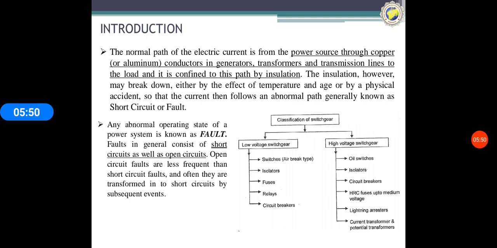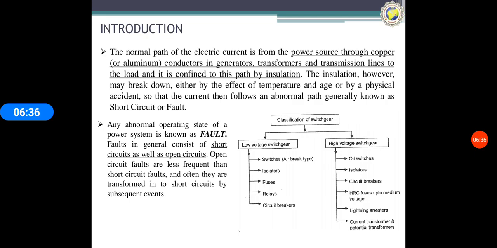First of all, what is the definition of a fault? We can simply say that any abnormal operating state of the power system is known as a fault. A fault generally consists of short circuits as well as open circuits. Open circuit faults are less frequent than short circuit faults, because when a fault occurs, a very large current passes through our power system, and this current damages the power system and is dangerous for the equipment.